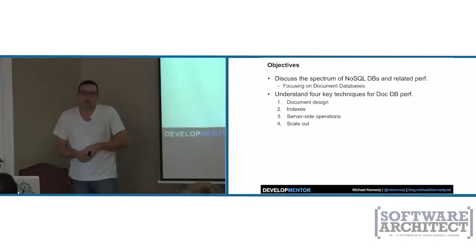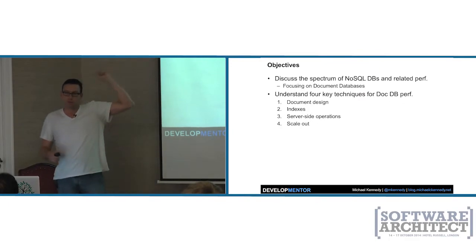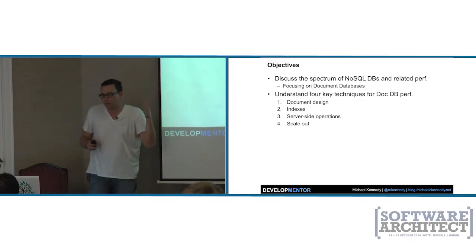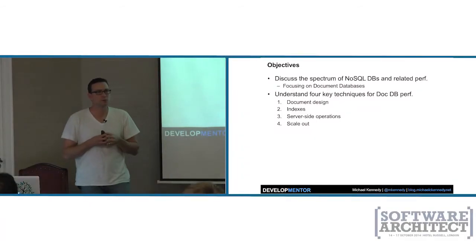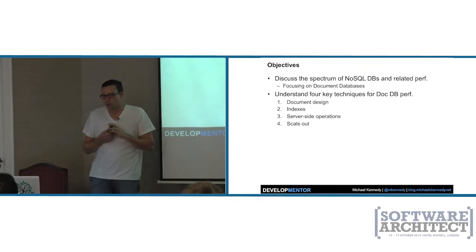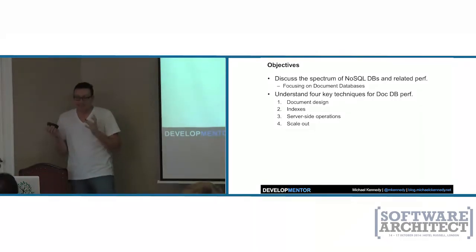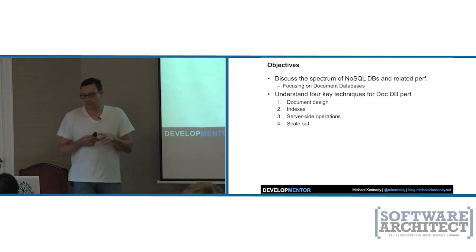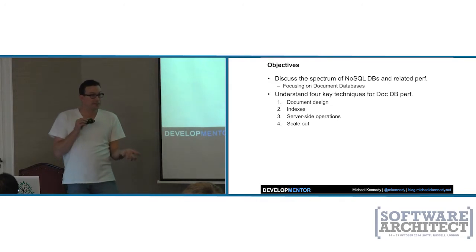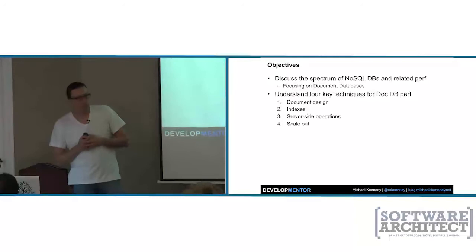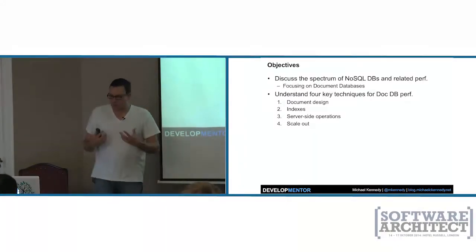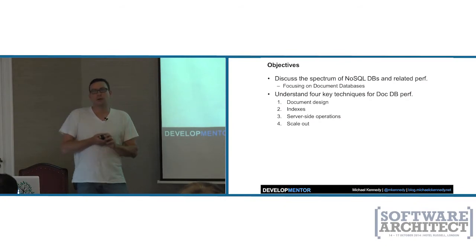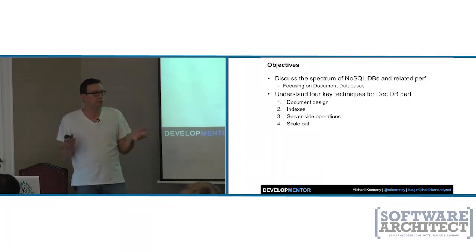Like I said, we'll talk about the general story behind them, and then we'll look at four major areas where you make important choices about performance and so on. We're going to talk about document design. We're going to talk about indexing. We'll see that that's even more important in NoSQL databases than it is in regular databases. We'll talk about certain types of operations that you can do on the server, set-based things, as well as the scale-out story on NoSQL.